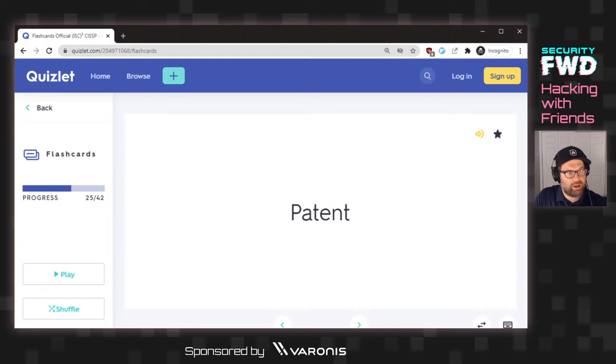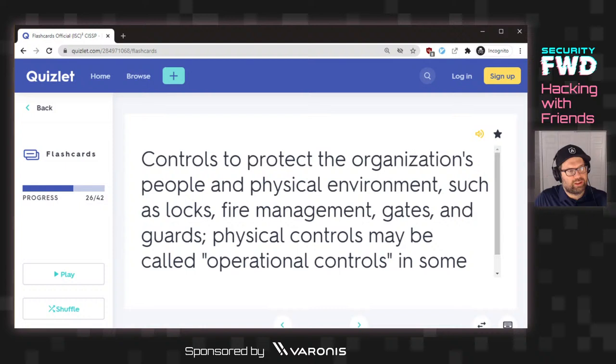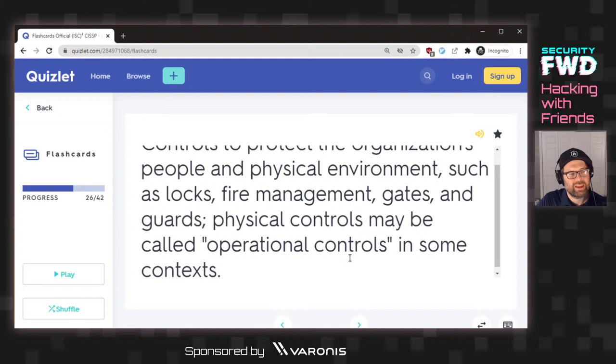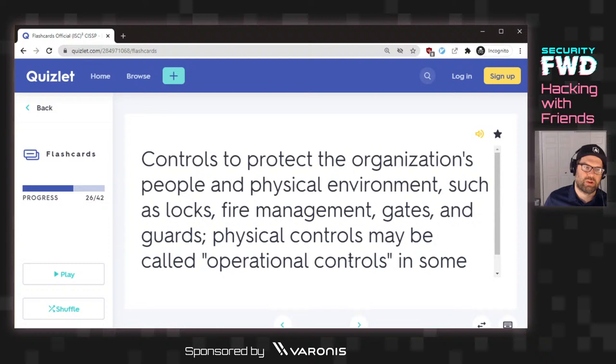All right. Next. Okay. Controls to protect the organization's people and physical environment, such as locks, fire management, gates, and guards. Physical controls may be called operational controls in some contexts. This is one of those areas where I struggle, where all of my professional experience has really been in software startups or big enterprises and things. But certainly, if you have physical access to things, you don't have any security. So controls or people and locks. I guess I would just say physical controls. Yeah. This kind of gives it away here. But yeah, physical controls. So, okay.